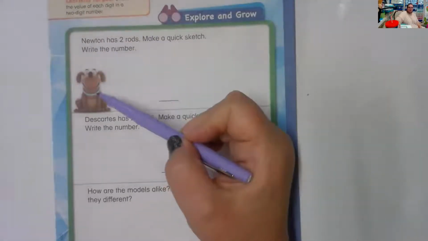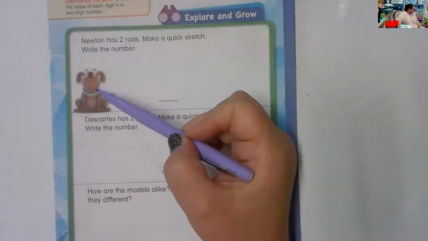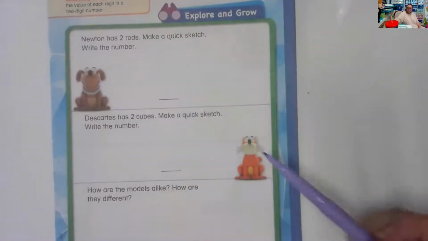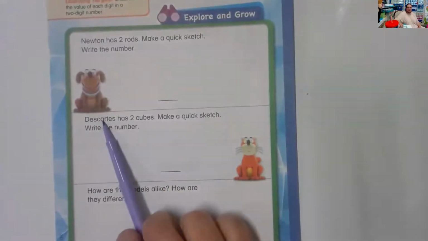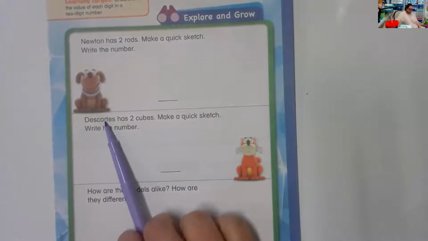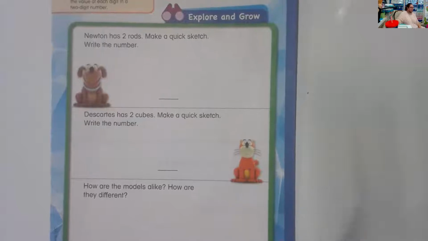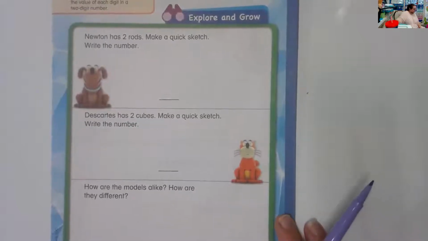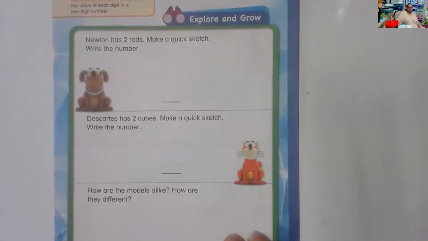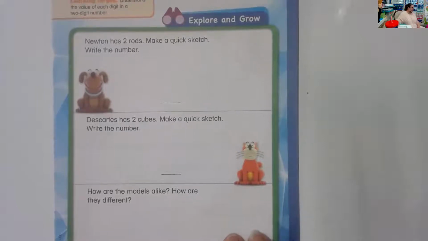All right, so, oh, this is the one that I was waiting for. Newton. So our puppy friend is Newton. I still can't pronounce this. Descartes is our cat. I like calling him Sherbert. Yep, you say it better than I do.